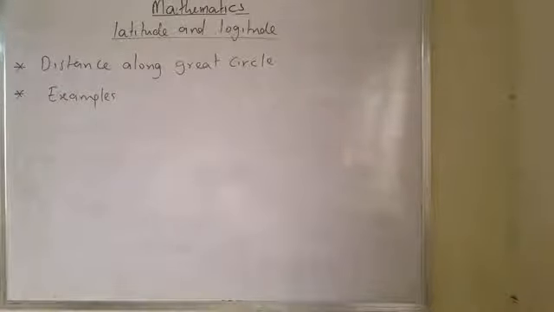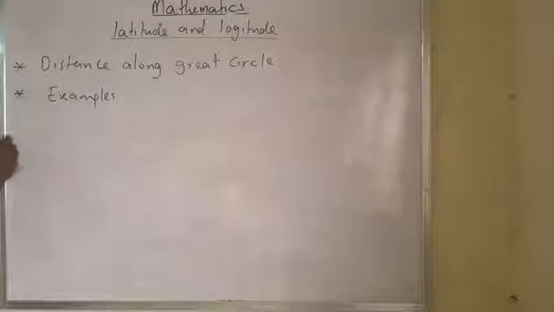Now, when we are talking about distance along a great circle, it means distance along any of the latitude, and distance along the equator only among the latitude. Only the equator among the latitudes is called distance along a great circle. That is what you need to understand very, very well.